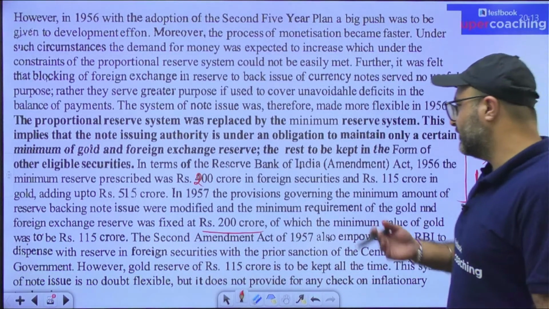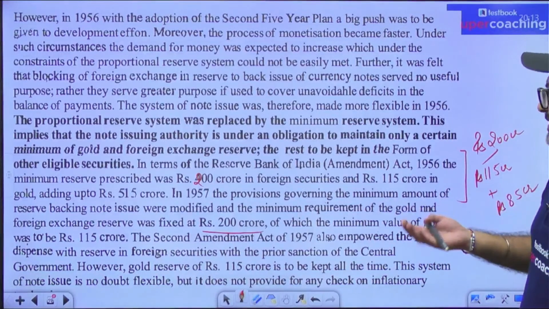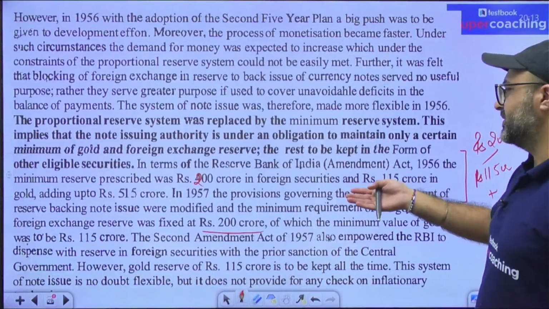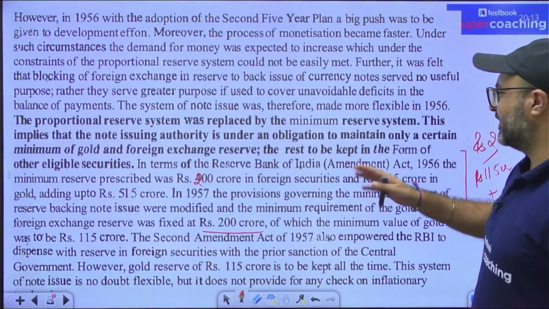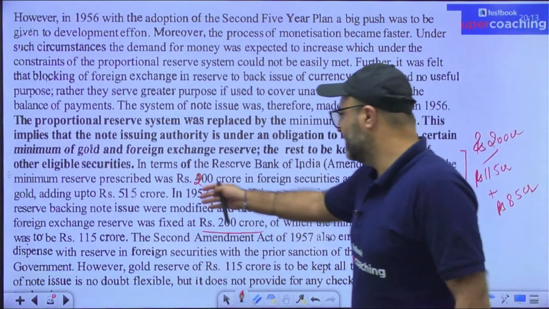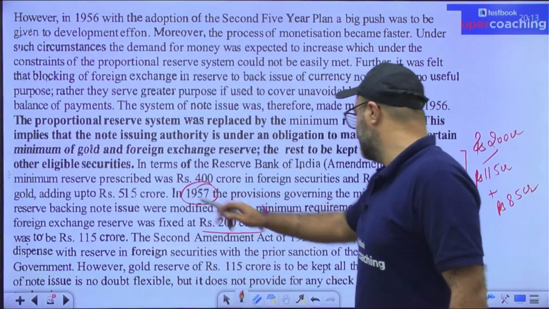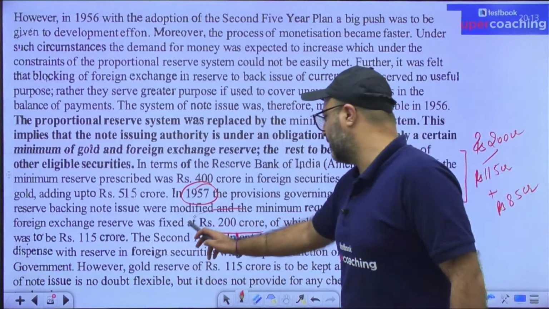But overall, they have prescribed a minimum reserve of 400 crores. But if I talk about the foreign reserves only, which is more important, in 1957, the provision governing the minimum amount. So this is the point which you need to remember.